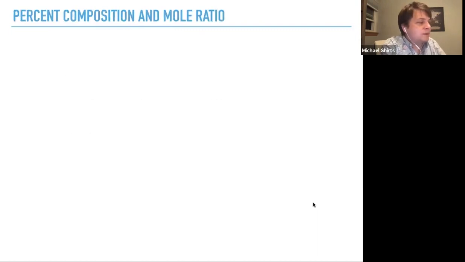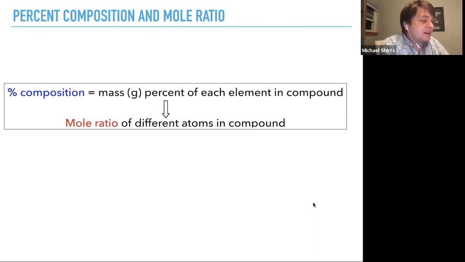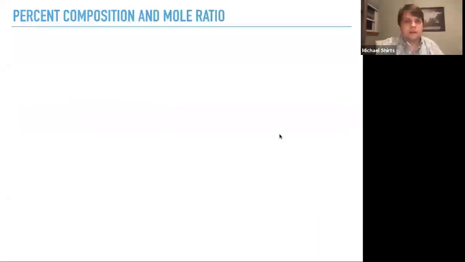Okay, so percent composition and mole ratio, it's the same idea as mass and things. We're looking at how much of a given element is in a compound. So there's two ways of doing that. There's the mass of the element in the compound and the fraction of things in the compound. The percent composition is the mass percent of each element of the compound. The mole ratio is the ratio of different numbers in the compound. So percent composition and mole ratio.